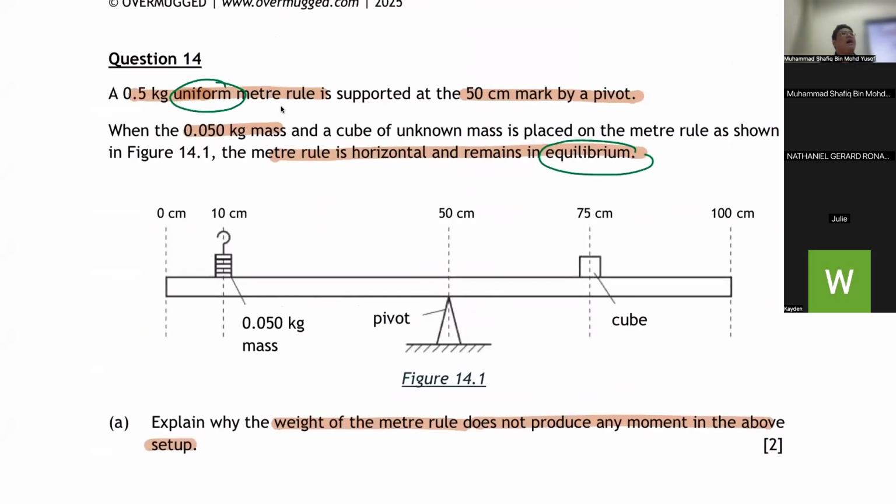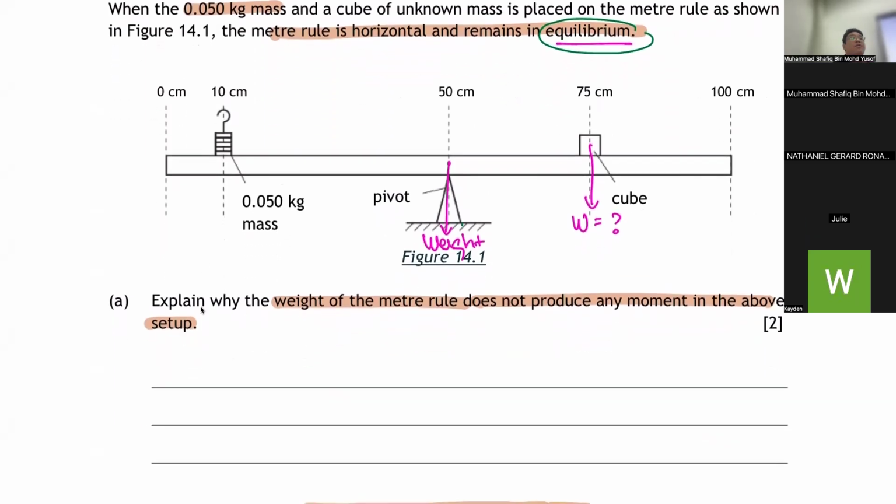Firstly, everyone please note, what is the key important information that was given to you in this question? Number one, they say uniform. Please take note. So uniform means what? The center of gravity, or the weight, of the meter rule is exactly at the halfway mark. So the weight is somewhere here, exactly above the pivot, because the pivot is exactly at the 50 cm mark. Now, they say we have 0.05 kilogram of mass and a cube of unknown mass. We do not know, so we have a certain weight here. And then they told you that the meter rule is horizontal and remains in equilibrium. This is an important word, because that means you can invoke your principle of moments.